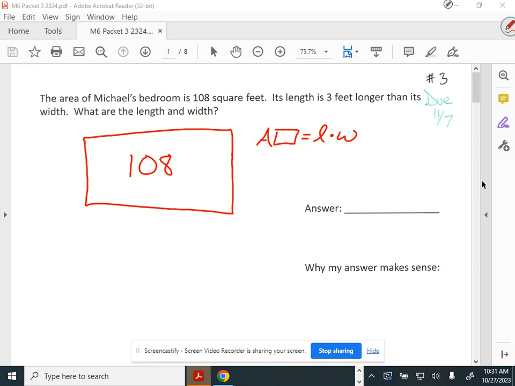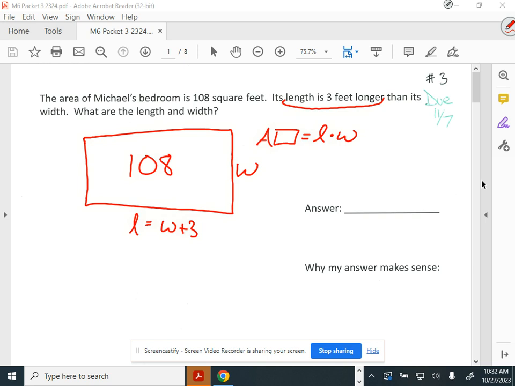So if we know the area is 108, we need to find the length and the width. We need to know what two numbers we're going to multiply together to become 108. We need to keep in mind that the length is 3 feet longer than the width. So the length is actually the width plus 3. So we need to find two numbers that are 3 apart from each other, and when we multiply them together, they equal 108.